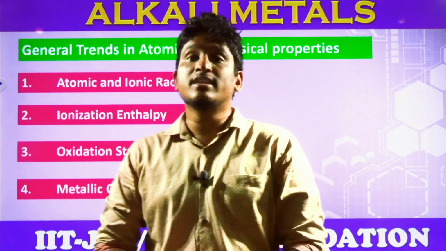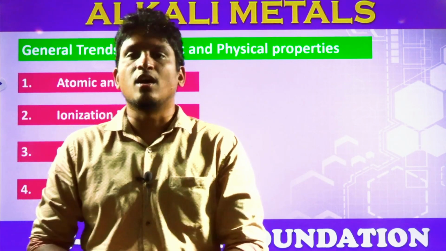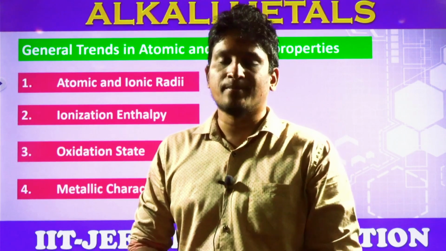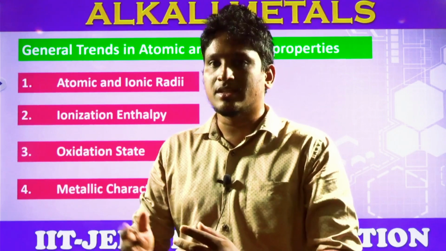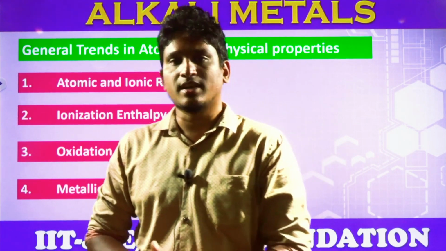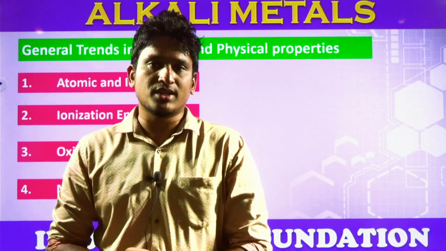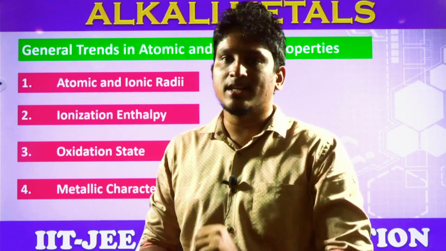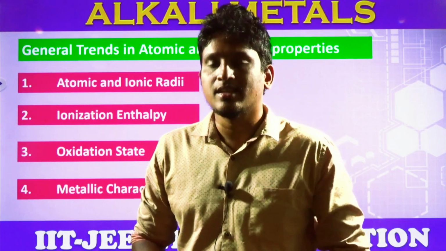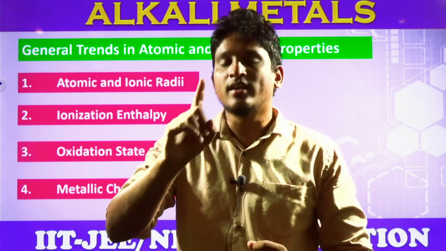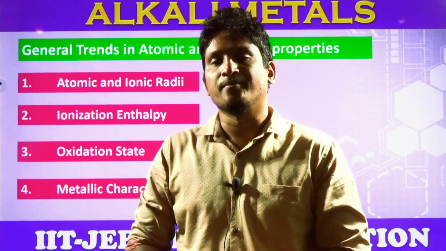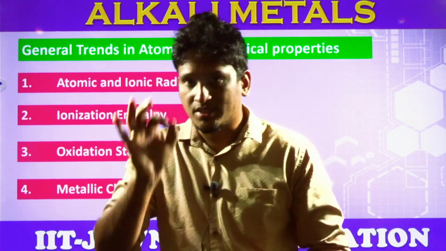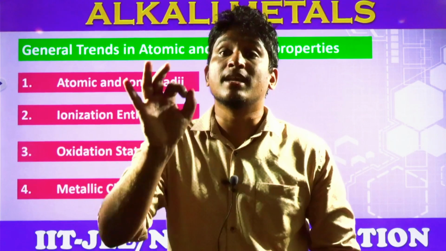Next, oxidation state. Oxidation state means how many electrons these alkali metals lose. If they lose, what is the charge that they will get? Like we already discussed in the previous slide, their valence shell configurations, right, students? They have how many electrons in their valence shell? 1 electron. According to the octet rule, in order to get 8 electrons in the valence shell, all these alkali metals lose only 1 electron. If they lose that 1 electron, they will get +1 charge. So the oxidation state of all these alkali metals is +1, students.